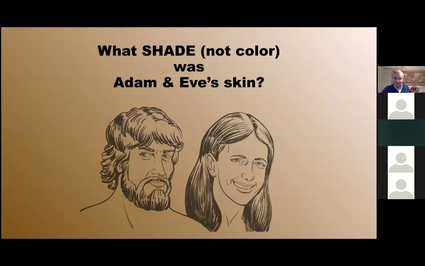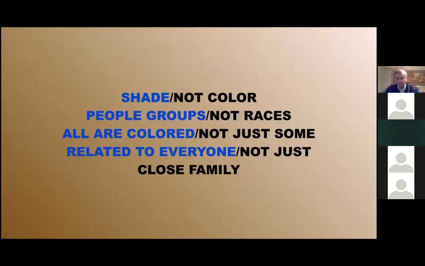Right. Now, let us ask this question. What color or what shade were Adam and Eve? Usually when we look at the arts, especially in the West, we find that they have Adam and Eve as white people. And now in Africa and other places, they make them as dark skin colored people. So let us see what we expect Adam and Eve's color would be. Now, the shades of color and not races.